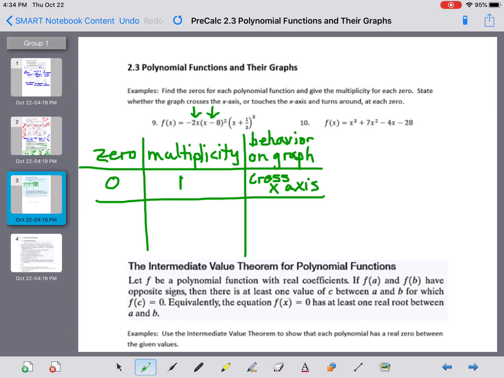What would make this parenthesis equal 0? Well, that would be a value of 8. How many times is that the root? Well, because it's squared, that means it's the root 2 times. Because it's the root 2 times and 2 is even, that means when I get to 8 on the graph, I'm going to touch and turn.